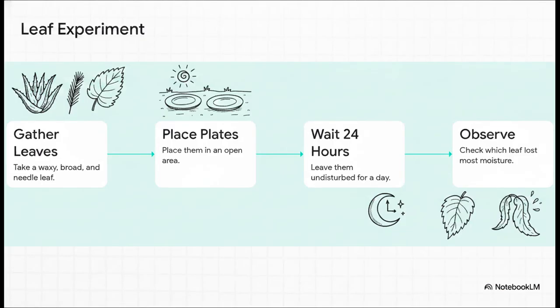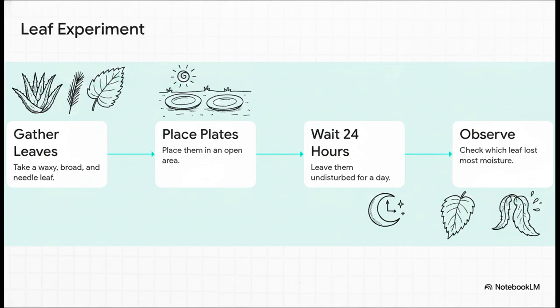To really understand how leaves adapt to save water, try this very simple experiment at home. Take 3 kinds of leaves. Get a thick, waxy one, like aloe vera. Get a broad, thin one, like a banana or hibiscus leaf. And get a needle-like leaf, like from a pine tree. Put all 3 on a plate in an open area and just leave them alone for 24 hours.